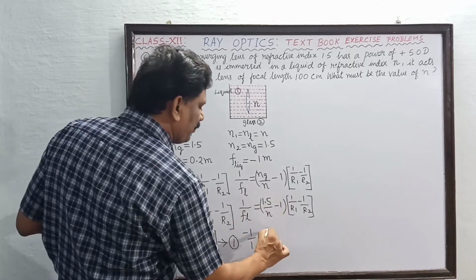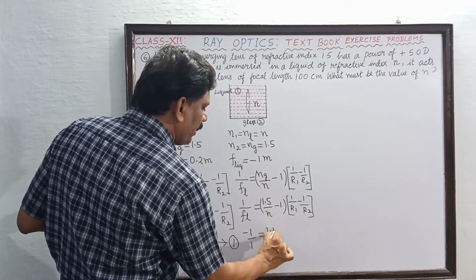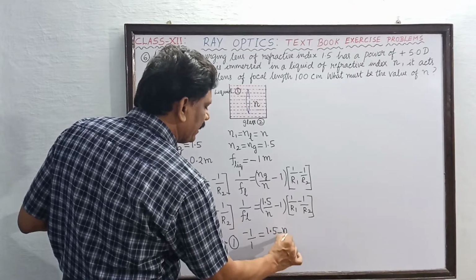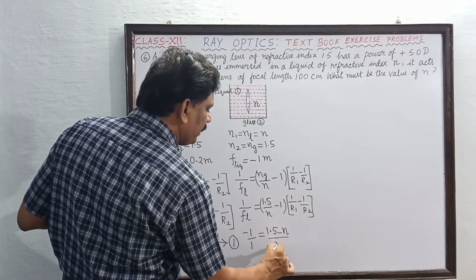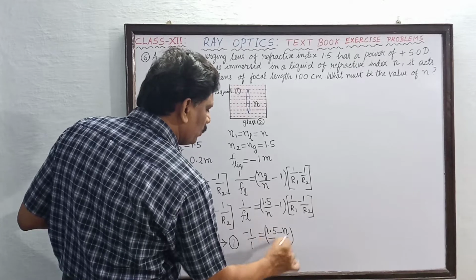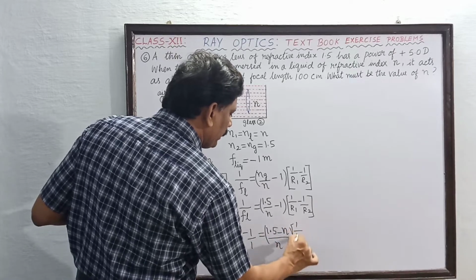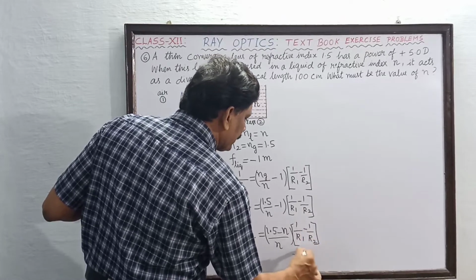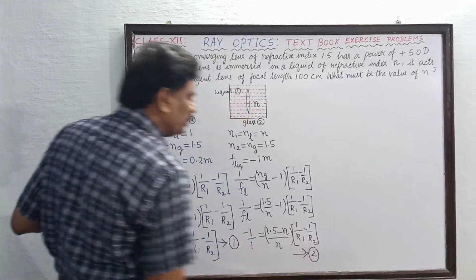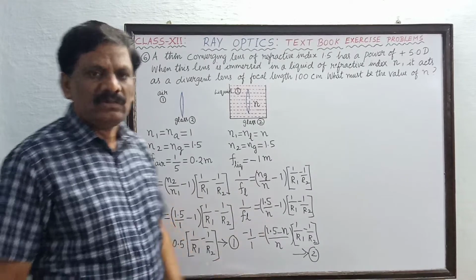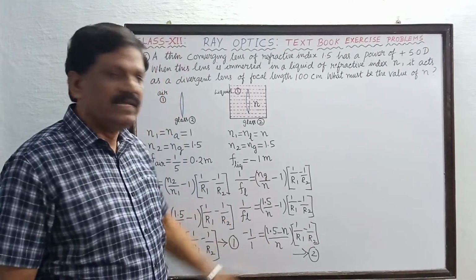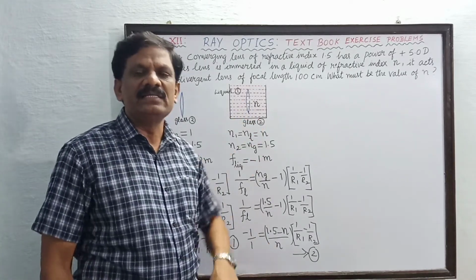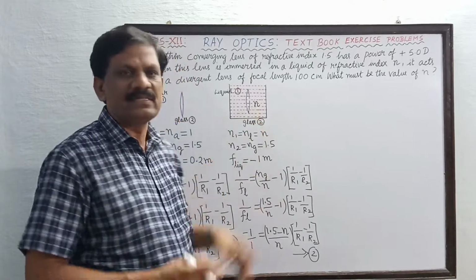LCM if I take, it will become 1.5 minus n whole divided by n, into 1 by R1 minus 1 by R2. So this I can call equation 2. The second equation is derived by placing the lens inside a liquid of refractive index n.